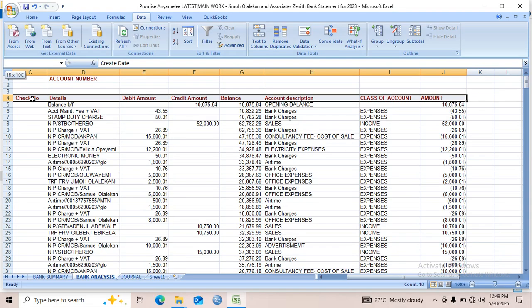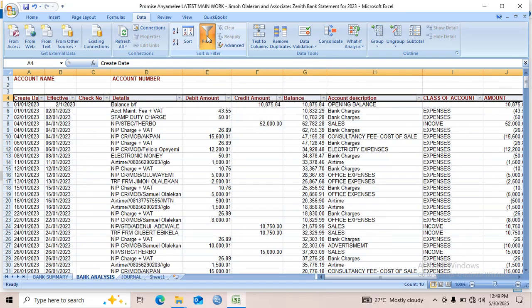But when you get the bank statement, you won't have the account description, the class of account, and the amount. You are the one that is going to do those yourself. But for this purpose, let's just highlight to the amount and click our filter. So this arrow will be there. You will know the reasons for the arrow later, but for now, just know that is how you create those filters.